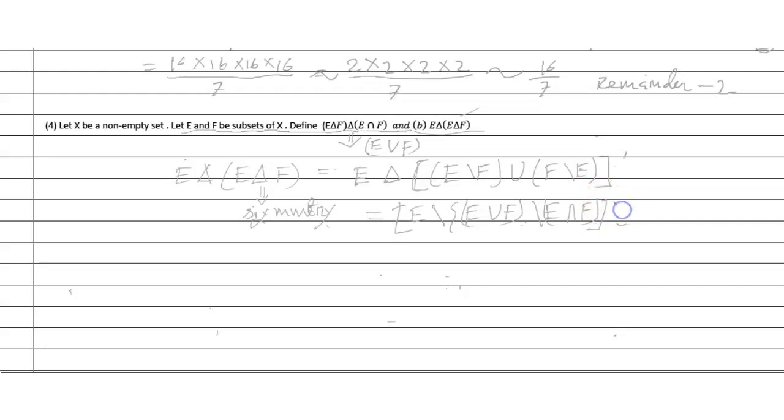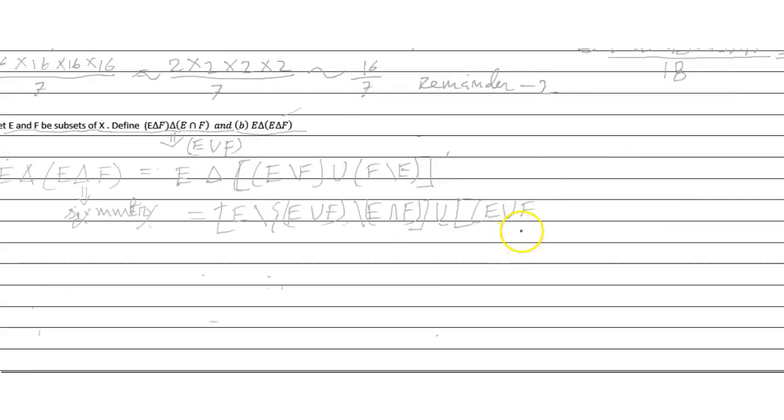And another way is union of F minus E minus E, and now E intersection F union F minus E intersection F equals F. So now again I analyze how I can get this value.